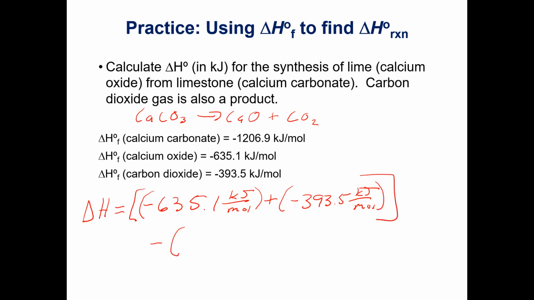And then the delta H of formation for calcium carbonate is negative 1206.9 kilojoules per mole. So if we take negative 635.1 plus negative 393.5 and subtract a negative 1206.9, you should come up with 178.3 kilojoules per mole.